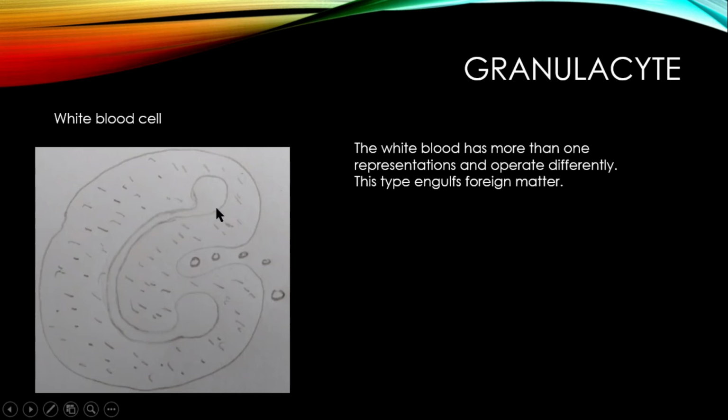Now, to identify this cell, it usually has what we call a lobed nucleus. So here is the nucleus. It's called a lobed nucleus. And granulocyte gets that name because of these things here pretty much looking like granules.